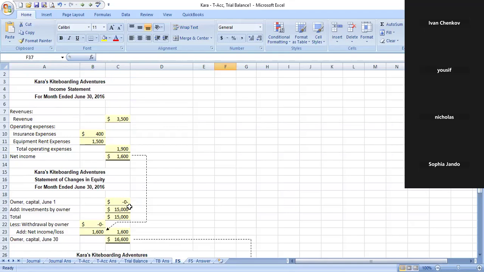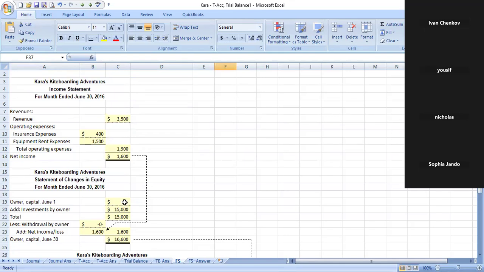Remember, the first statement that we're going to prepare always and always is the income statement. Why? Because the owners of the company always want to know how much income the company generates. The second question they want to know is, of that income, how much is mine and where is my capital account at this moment? How much do I have in my capital account?